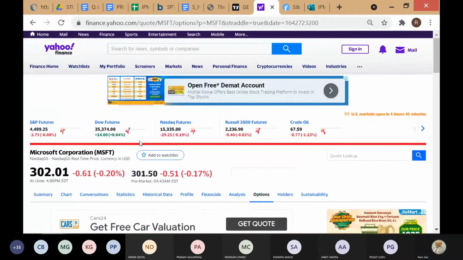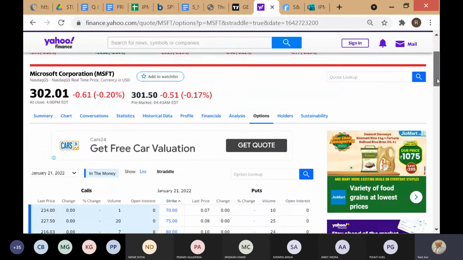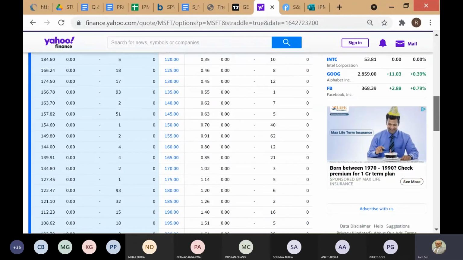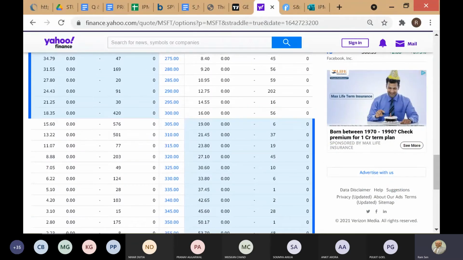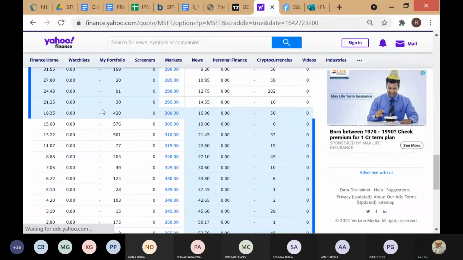So 302 is the current price. You must have done some bit about options. Typically in a straddle view, 302 is the price. The straddle view is like this: calls on this side, puts on this side, and there is some shading because these are the in the money calls. So the in the money are shaded. You must have done all this in your first year. You did all these terms: in the money, out of the money.